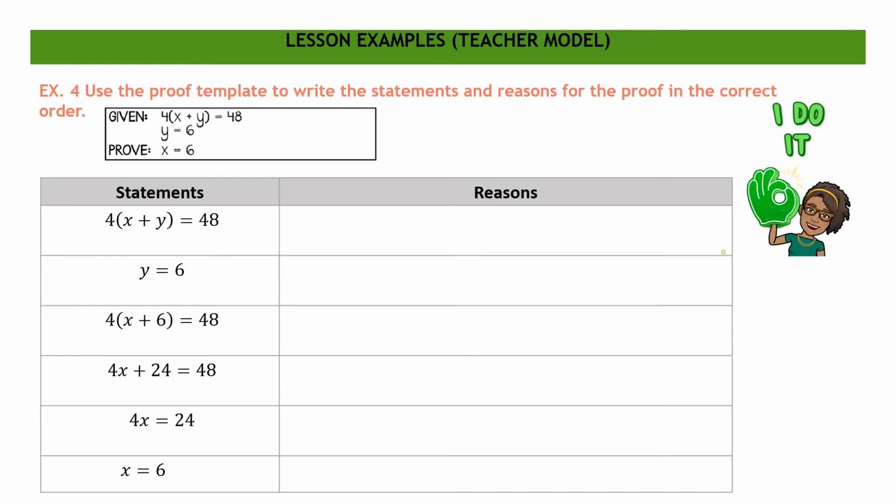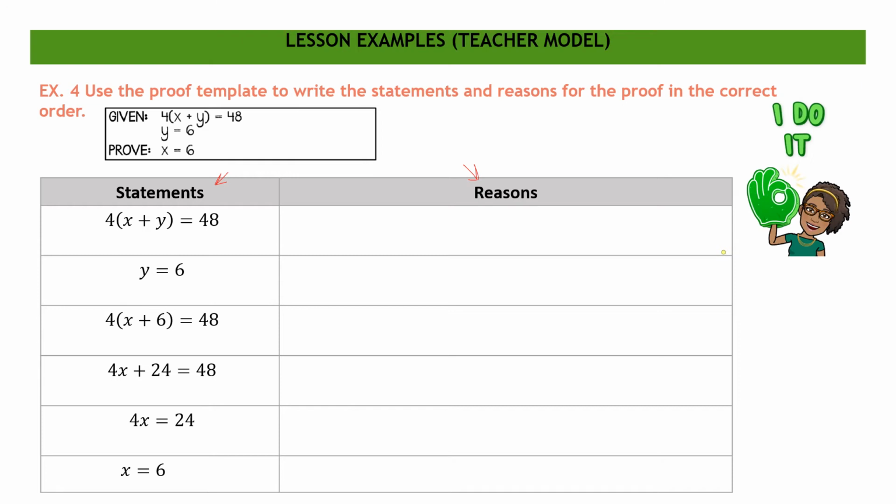Okay, so now we're on to number 4. It says use the proof template to write the statements and reasons for the proof in the correct order. So guys, we are now diving into what a proof looks like. What you're looking at is what we call a 2-column proof. As you can see, there are 2 columns. There is a statements column, and then there's a reasons column.